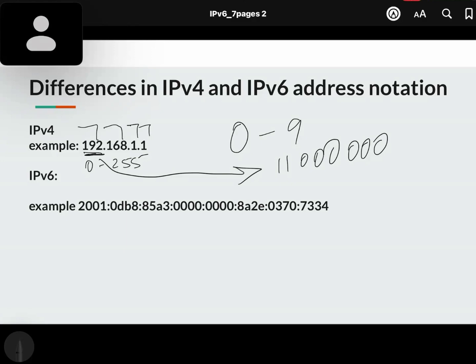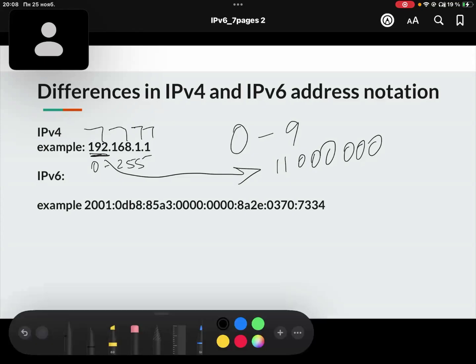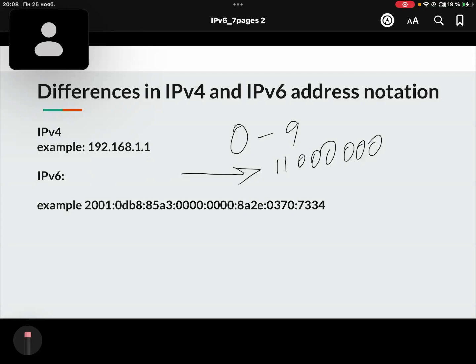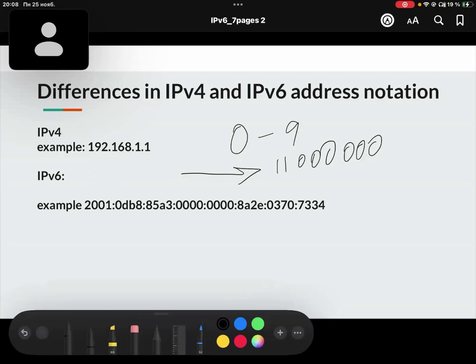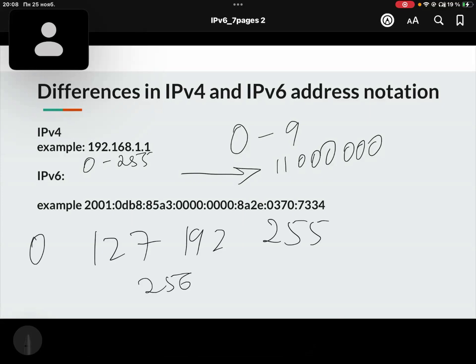The range of values in IPv4 has a restriction. Each octet, for example 192, 168, can use only values from 0 to 255. So only numbers like 0, 127, 192, 255, and numbers between these can appear. Numbers outside of this range are invalid. For example, we cannot use 256 or a higher value. So the highest value in IPv4 is 255, and the lowest value is 0.